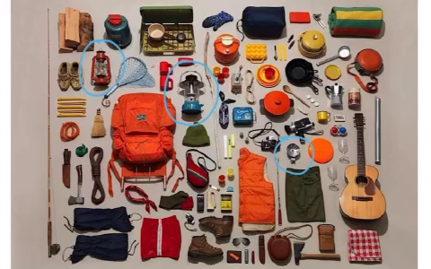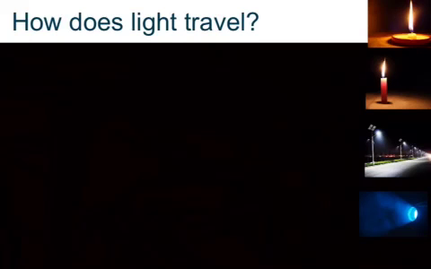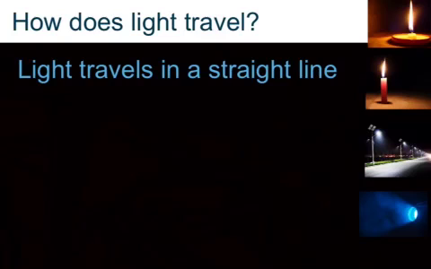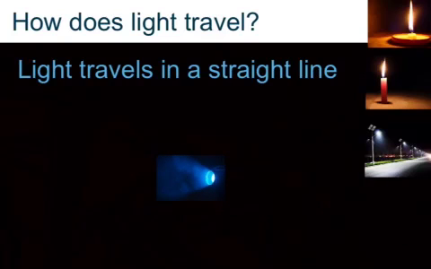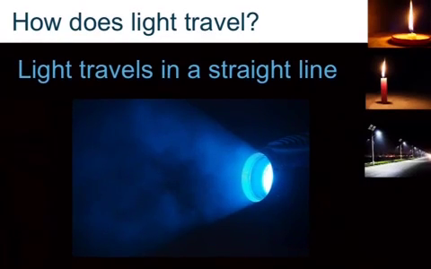Now that we've understood what light sources are, the next question is, how does light travel from one area to another? And the answer is, light travels in a straight line. We can actually observe many times how light travels. For example, this shows a picture of a torchlight, and there is some smoke in front to show the light beams.